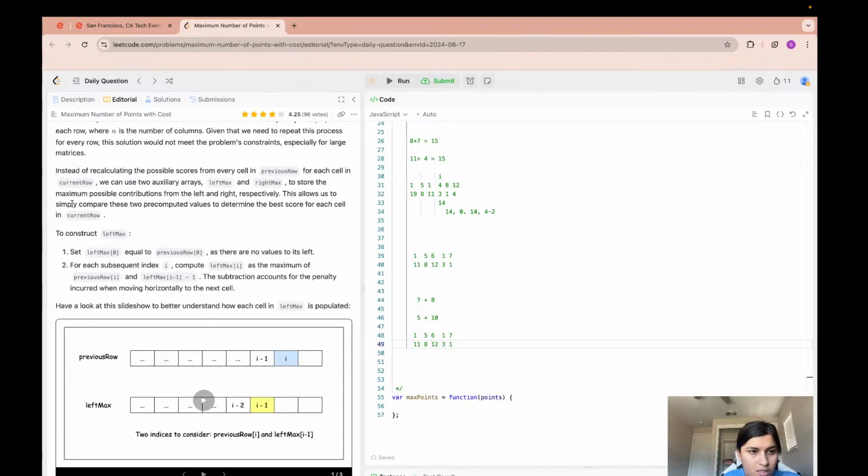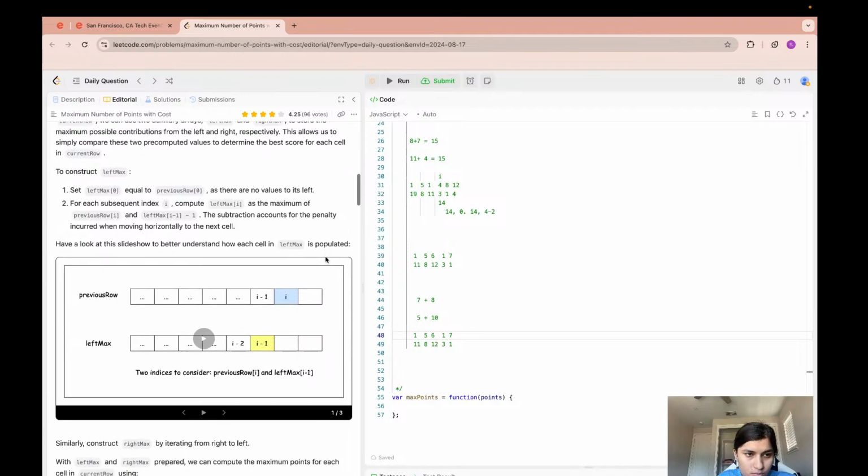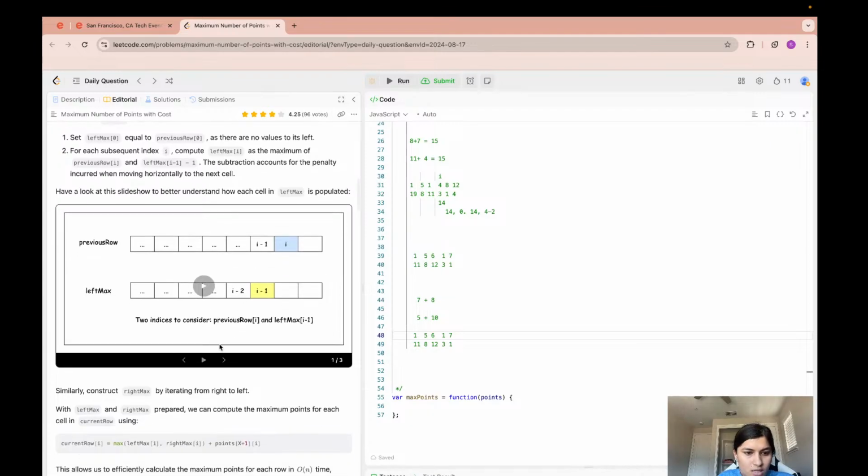This allows us to simply compare these pre-computed values to determine the best value for each cell in the current row. No, this is not my solution. So simply compare these two pre-computed values, left max and right max. For every point I need a left max, and for every point I need a right max. So set left max at 0 to previous row 0, then for each subsequent index take the maximum of two candidates: previous row I and left max I minus 1.